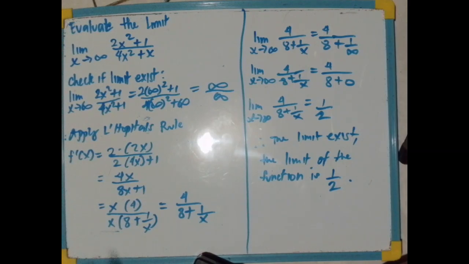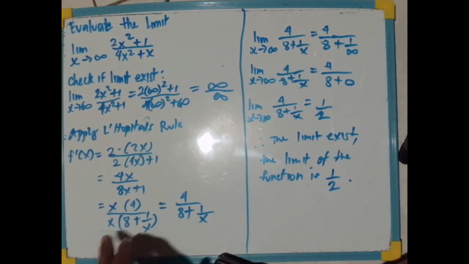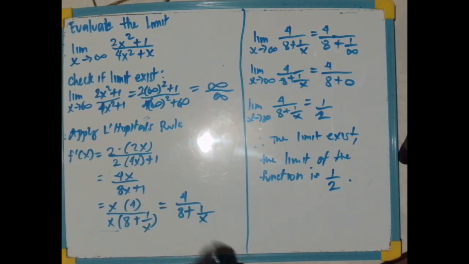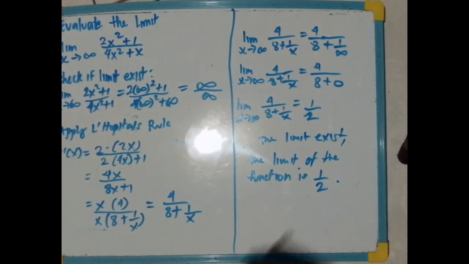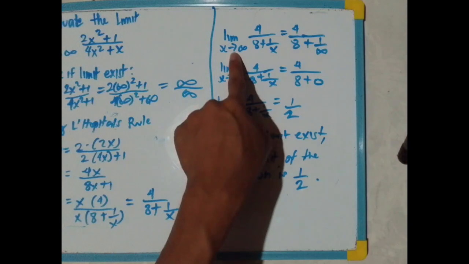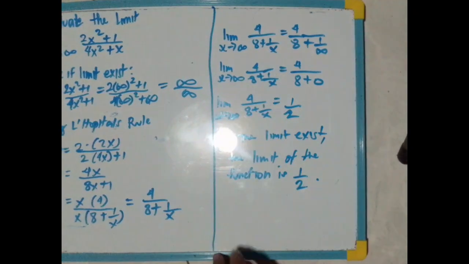We can further simplify this by factoring x. So factor x from the numerator, so we have x times 4, and for the denominator, we have x times 8 plus 1 over x, because 1 over x times x equals 1. So now we have 4 over 8 plus 1 over x. So this will be used now in evaluating the limit. So we evaluate the limit of this first derivative of the function.